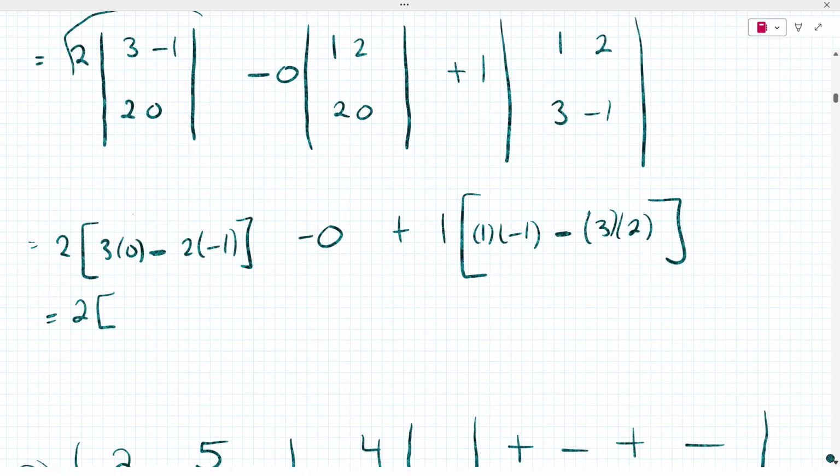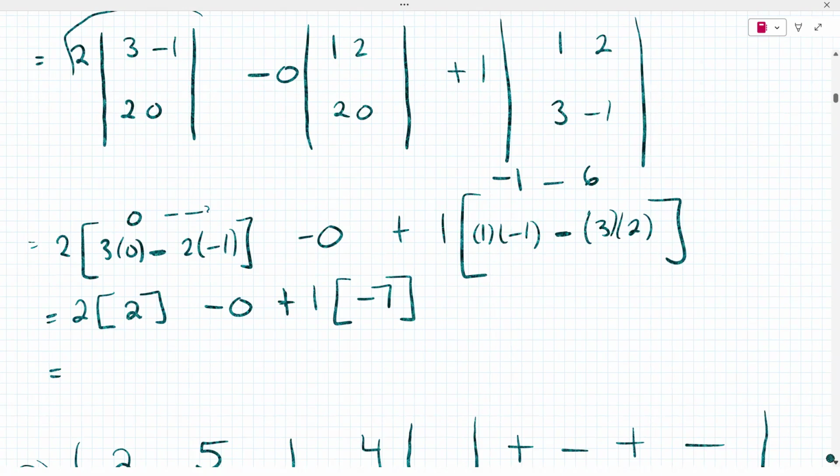Okay, 3 times 0 is 0. 2 times -1 is -2, and then you have a minus, so that's +2. And then minus 0 plus 1 times -1 is -1, minus 3 times 2 is 6, so -1 minus 6 is -7.